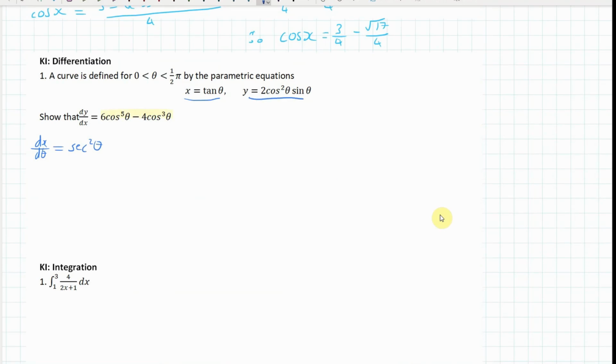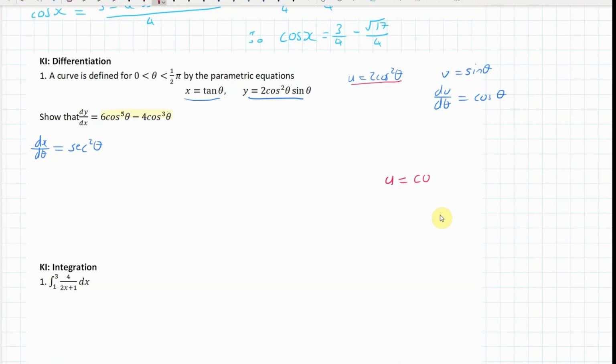Now this one's a little bit more complex because we're going to have to use the product rule. So u is equal to 2 cosine squared theta, and we'll work out du/d theta in a moment. v is equal to sine theta, so dv/d theta is equal to cosine theta. Now let's take a little break here in a different color pen, and differentiate this side here. Let's just do another u. Maybe I should use another letter, but I'm just going to use u for the moment.